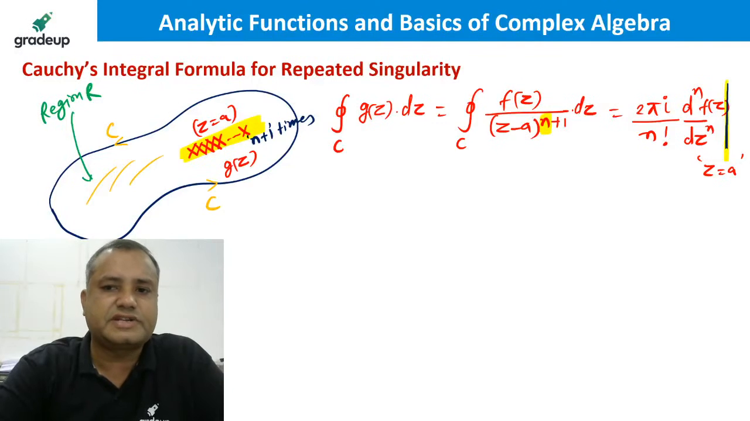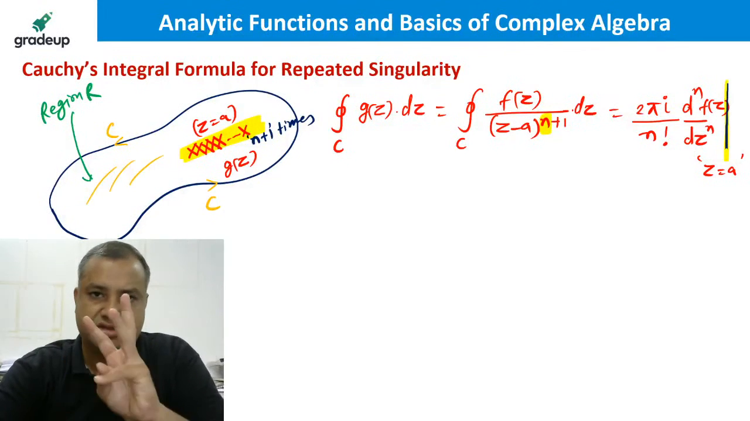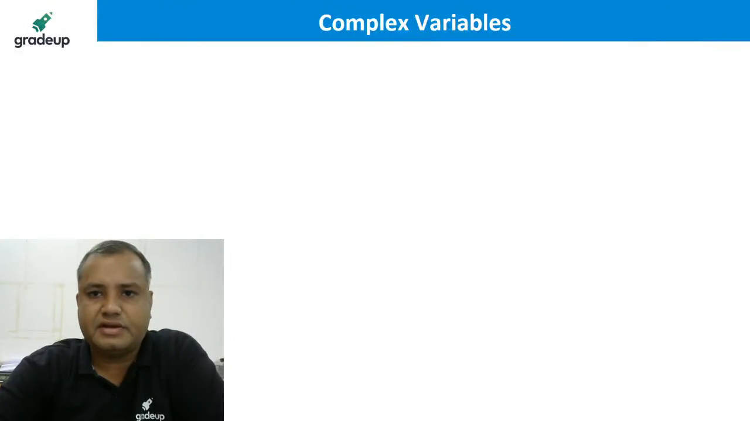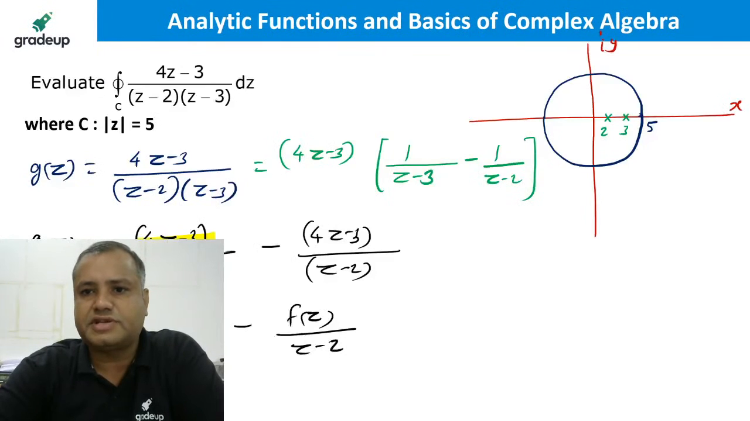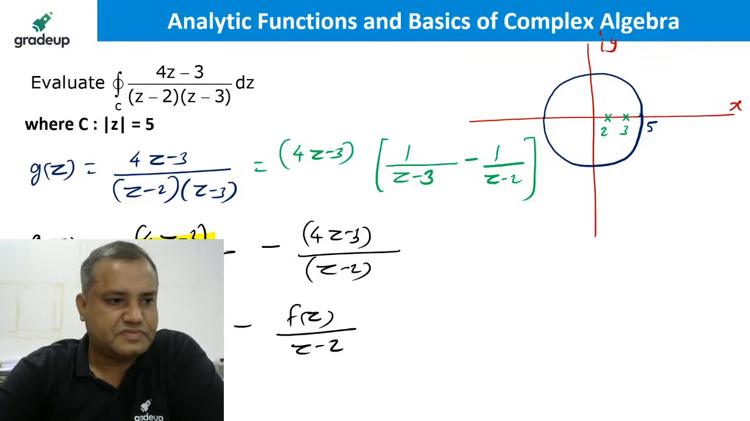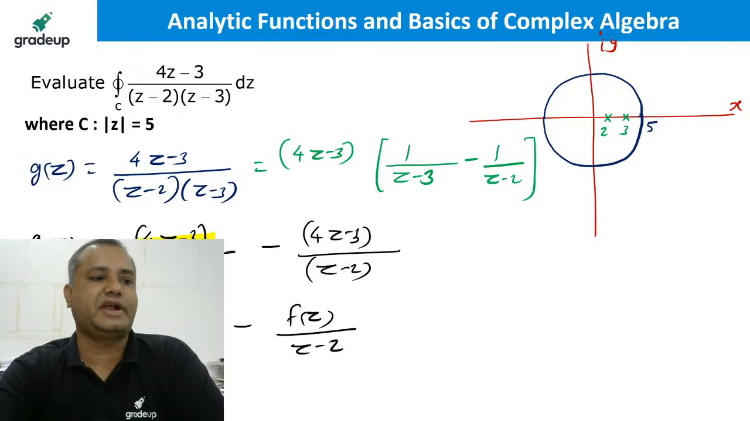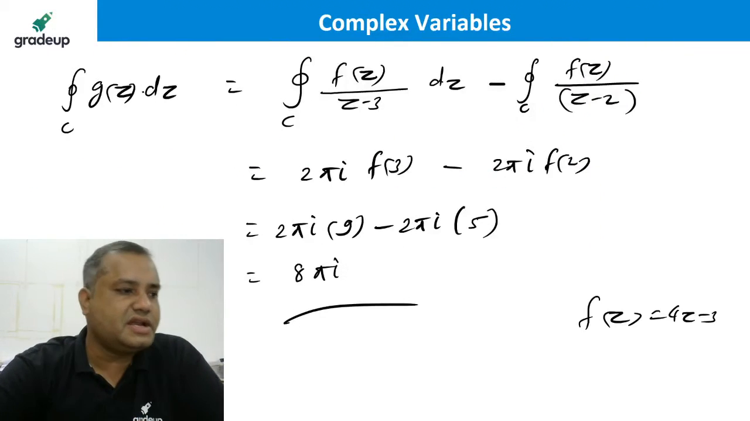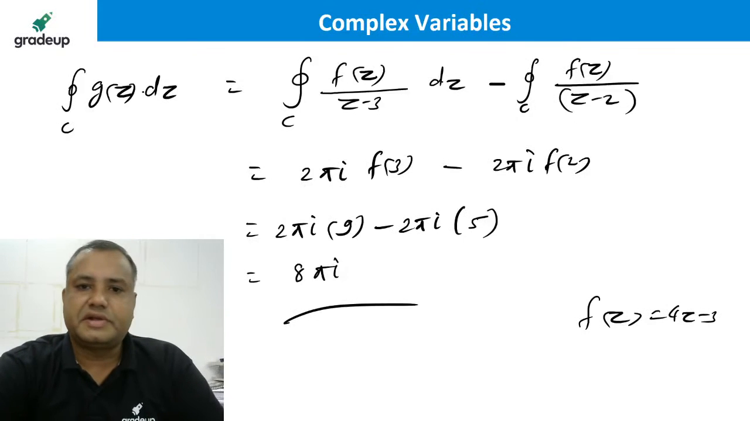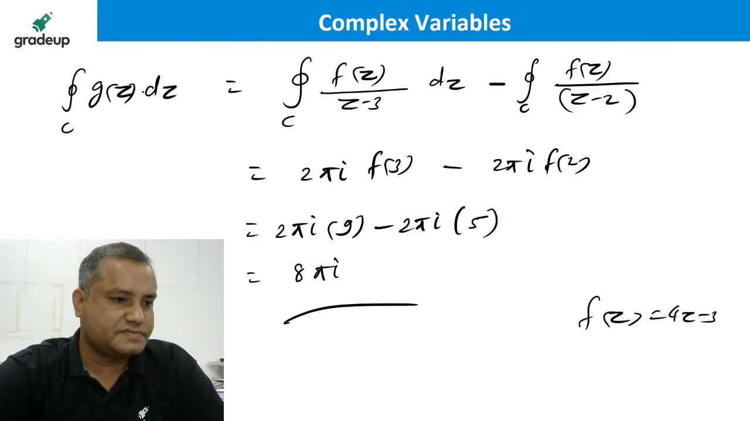When there is only one singularity, you have to apply Cauchy's integral formula directly. When there are repeated singularities, you have to apply this formula. And when there are more than one singularity in the circle, in that case you have to do the partial fractions. So four varieties of questions are dealt with. If you clearly understood this, then definitely you can score marks.